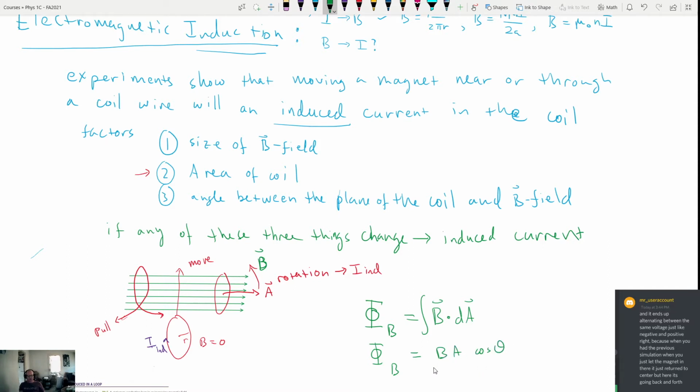So electromagnetic induction occurs when magnetic flux changes. That's how we can summarize all of these concepts here.